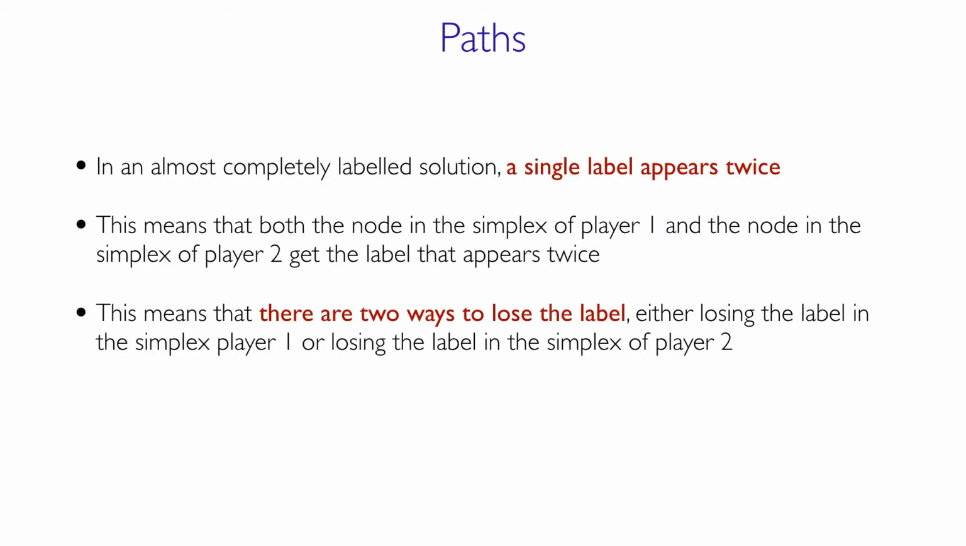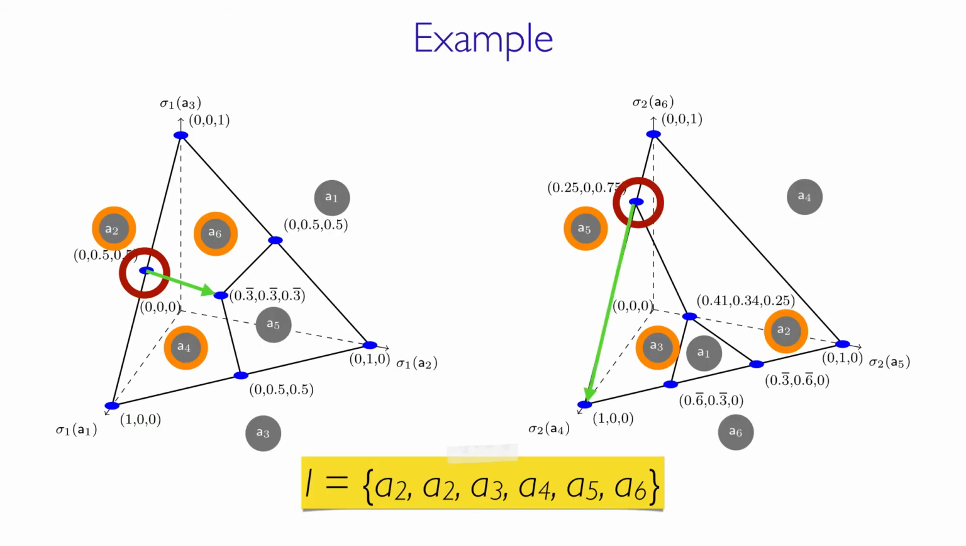If we want to discard one of the two occurrences of the same label that appears twice, we have two ways to do that. Either losing such a label in the simplex of player 1, moving to another strategy, or in the simplex of player 2. Look at the simplex of player 1. Moving from a node circled in red along the green arrow, we lose the label A2. Look at the simplex of player 2. Also here, moving from the node circled in red along the green arrow, we lose the label A2.